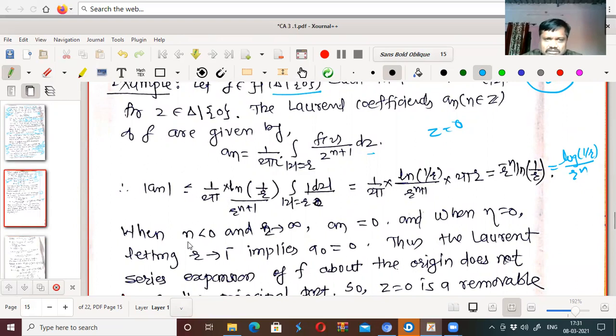When n is less than 0 and r tends to infinity, then a_n approaches 0. If r tends to infinity, then the whole a_n approaches 0. Actually, let me be careful. n less than 0 means what? We are taking negative powers, meaning the coefficients of negative powers of z. So if n is less than 0, that means n is negative. If n is negative, this minus n is positive, right?